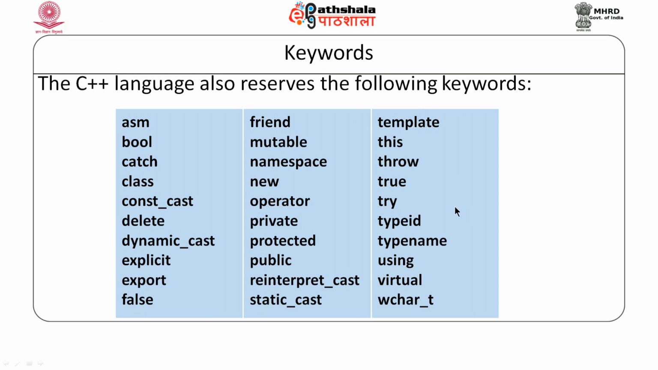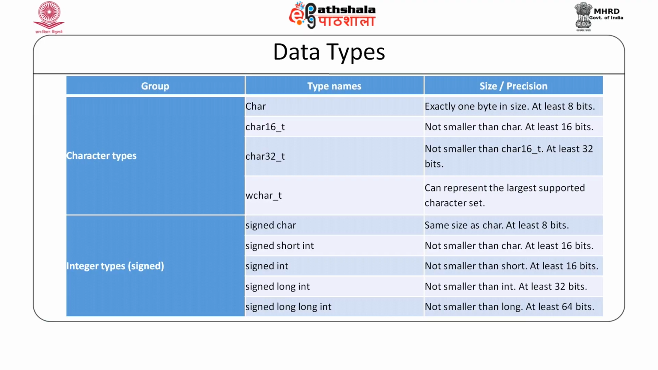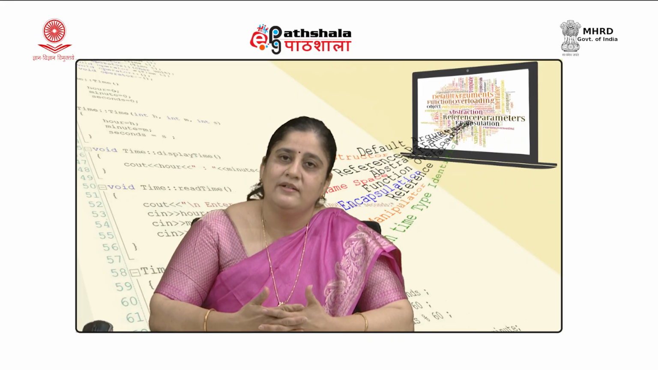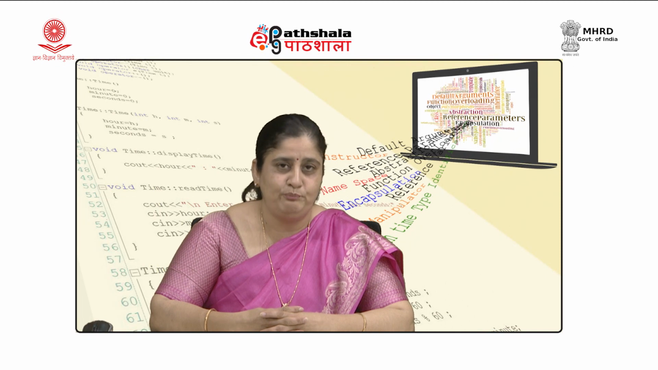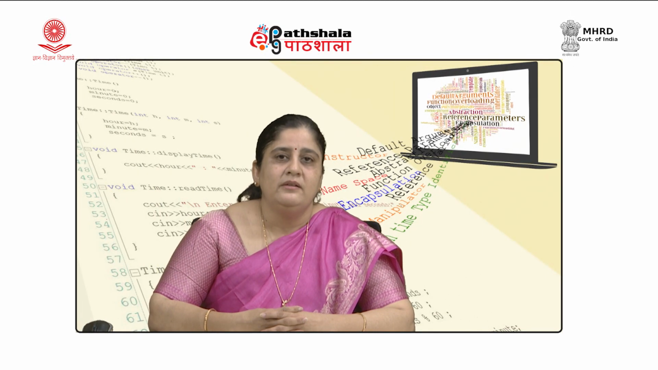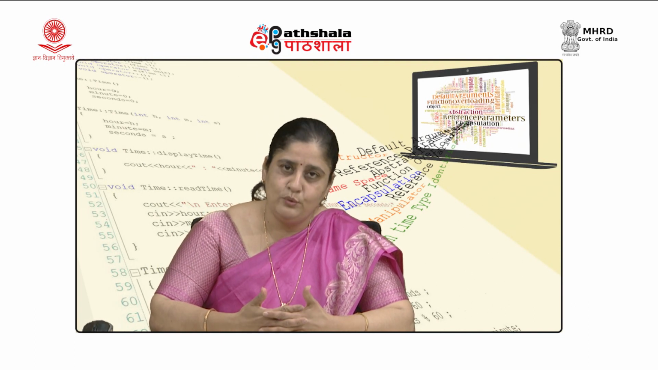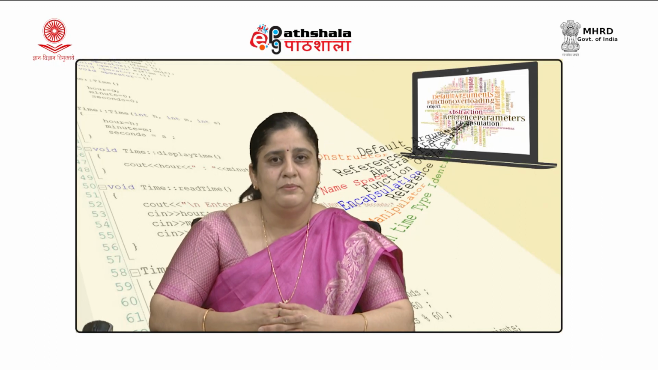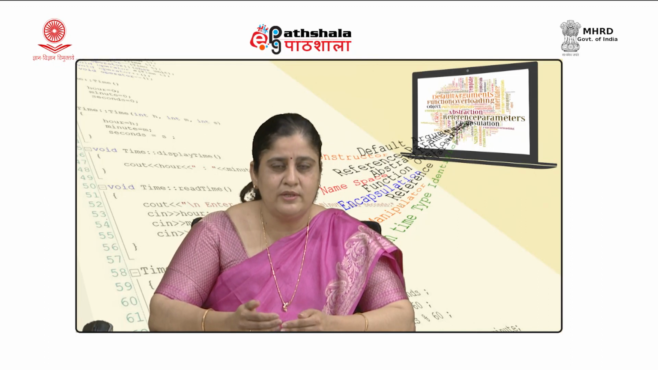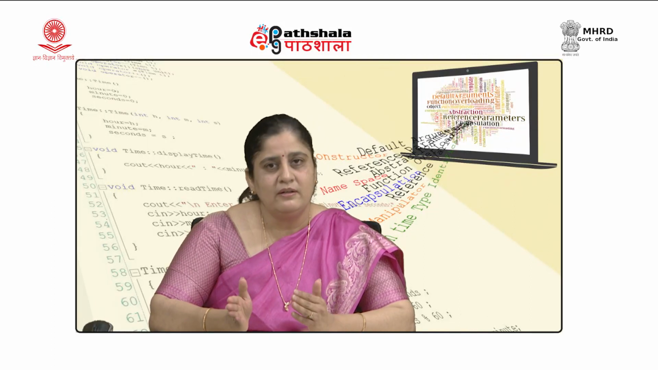As we move on to the later modules, we would be using these keywords from time to time, and whenever we use them, we'll try to understand the meaning and the purpose for which these keywords are to be used. Every language has a predefined set of data types. So, C++ also has a set of predefined data types. These data types are more or less similar to the data types that we have used in C. Only a few data types are introduced in C++, and some of them have been extended.